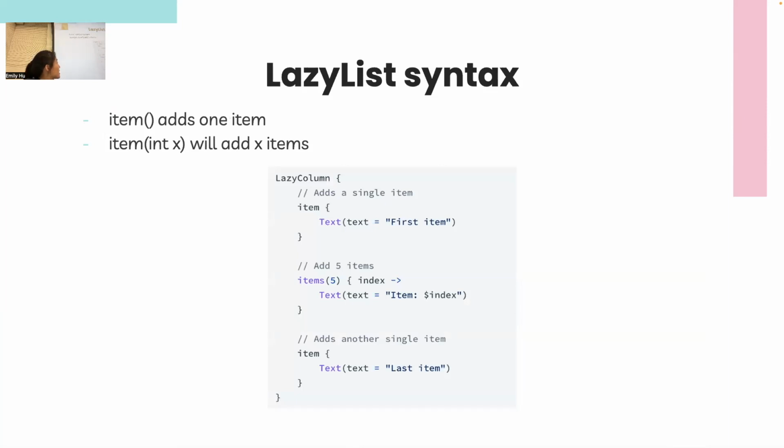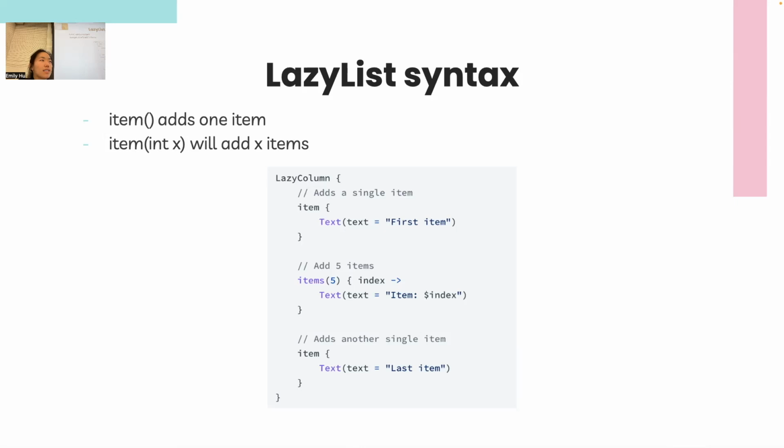So with the lazy list syntax, in this case we just have a lazy column, and lazy column just defines that space as being scrollable. Then in order to add each item, the syntax is literally item. So you have item, curly bracket, and then you can put whatever you want in there. We also have items, which if you put items with an integer, then it specifies, for example, that you want to add 5 items to the list, or 10, however much you want.